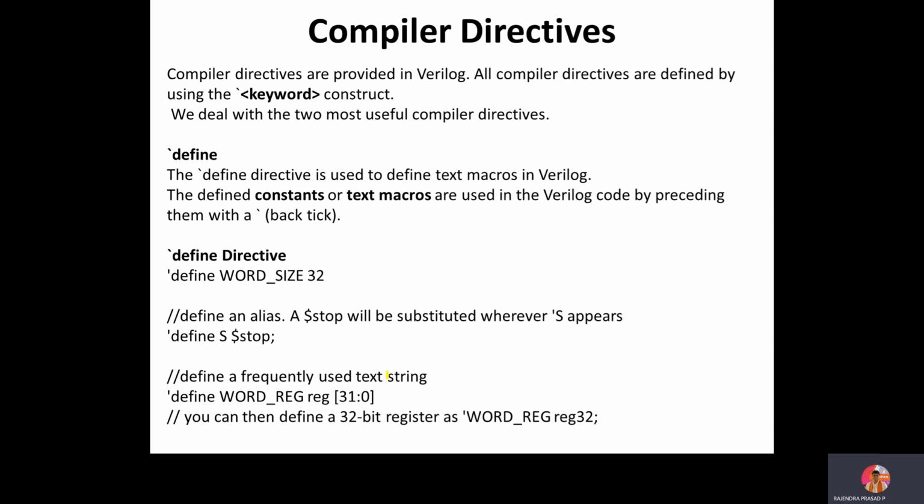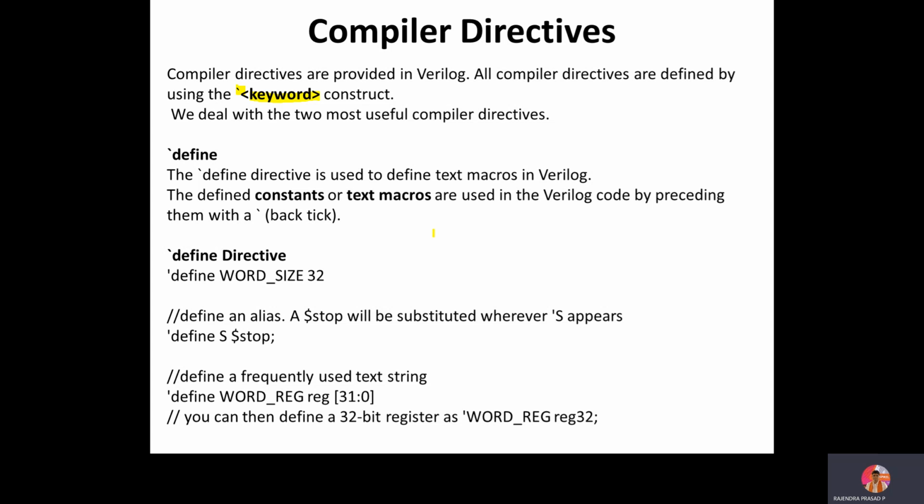Next type is your compiler directives. Why are compiler directives used? Already we have some compiler directives defined. Still, if I want to define my own directives, that is also available, because Verilog is open source. So how are you going to define your own compiler directives? You have to use a backtick symbol followed by the keyword. This is the syntax which you have to use for compiler directives.